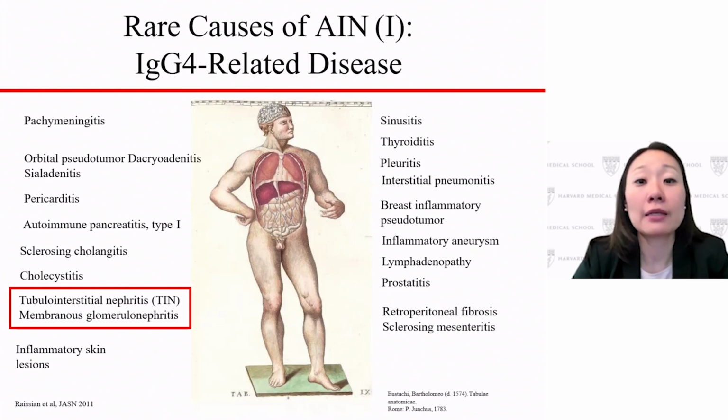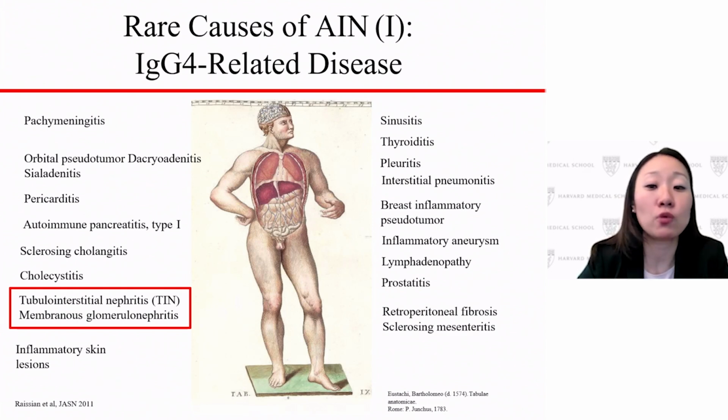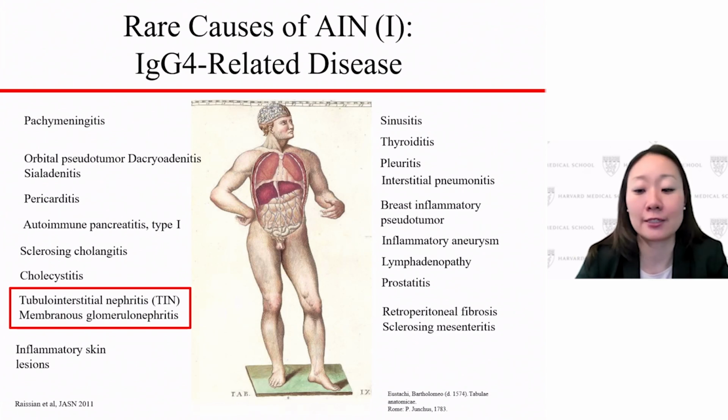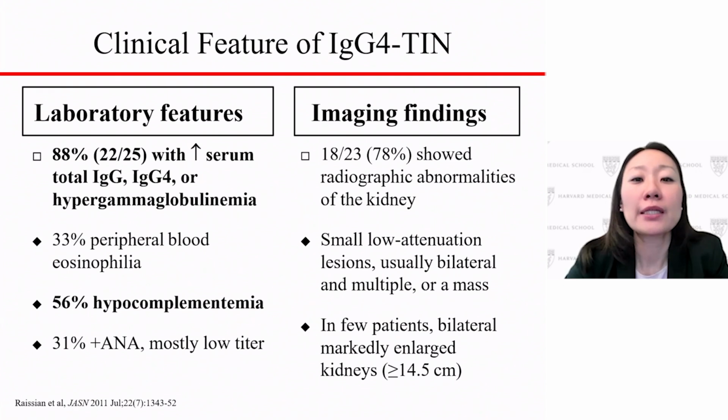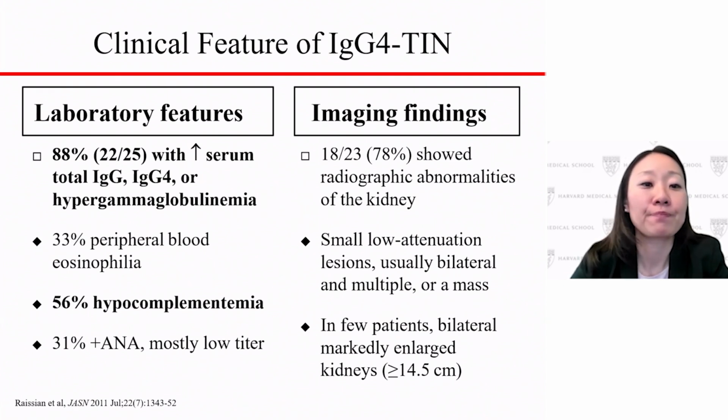So the boards tend to like this IgG4 related disease. And this is a constellation of systems that are involved in IgG4 related disease. And what this slide demonstrates is that many different systems can be involved. In particular for the kidney, what we can see in IgG4 related disease is a tubulointerstitial nephritis or membranous glomerulonephritis. What are the clinical features of IgG4 related tubulointerstitial nephritis?